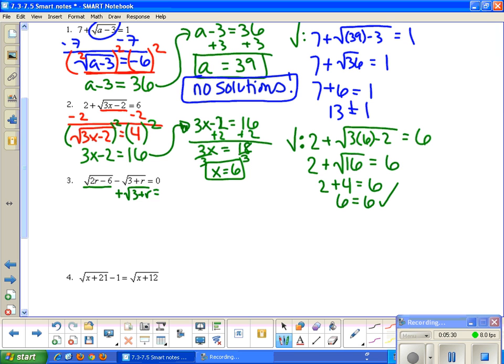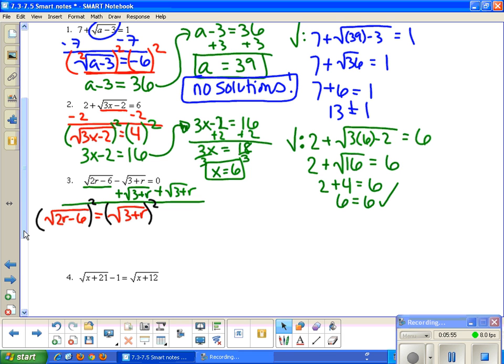So this would be plus root 3 plus r to both sides. So when I do that, I'm going to write this in a different color. I get the square root of 2r minus 6 is equal to the square root of 3 plus r. Since the index is 2, that means I'm going to square both sides. When I do that, notice that gets rid of both my radicals in this case because they're both square roots. So you get 2r minus 6 equals 3 plus r, and then you're just solving your equation.